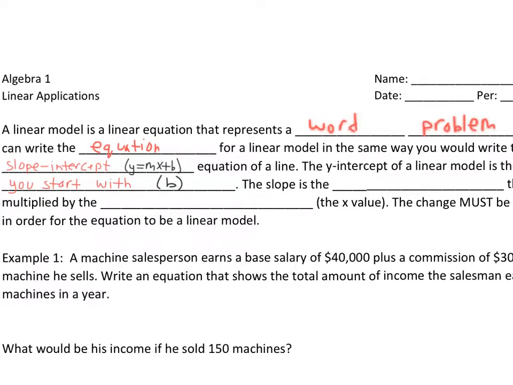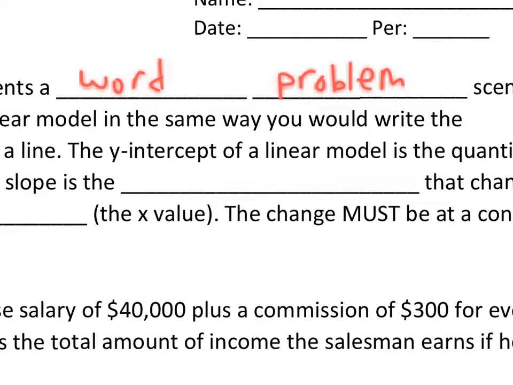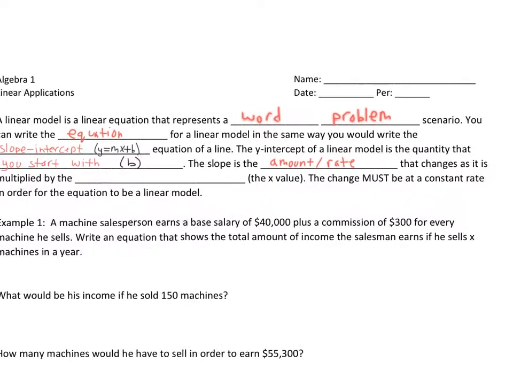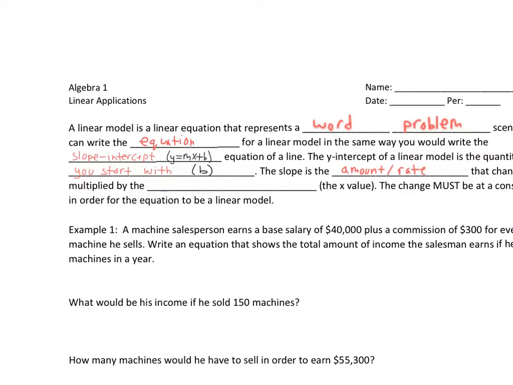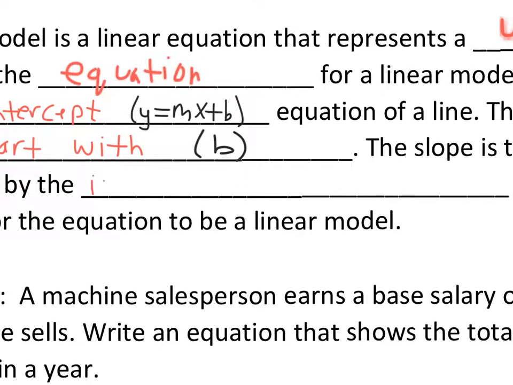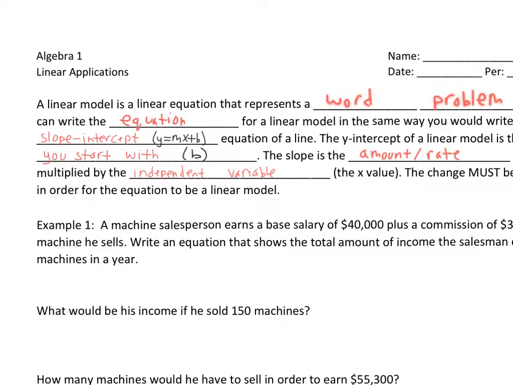All right. The slope is the amount or the rate. So we've got the amount slash rate. Remember, rate of change is the same thing as slope. The slope is the amount or the rate that changes as it is multiplied by the independent variable, which is the x. So this should be independent variable, multiplied by the independent variable or the x value, okay.